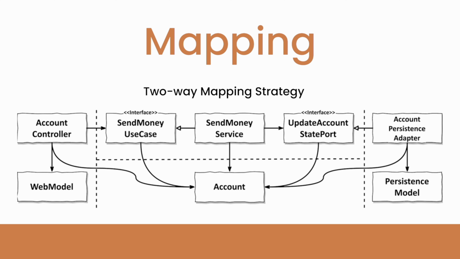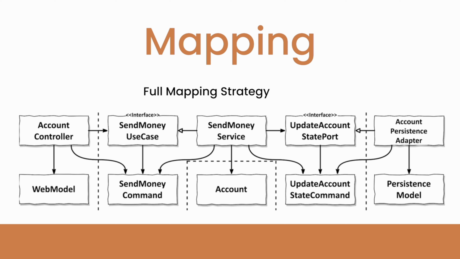Then there's a two-way mapping strategy where you map when you are going into your application core, and then again when you're going out of your application core. So you have a web model, a persistence model, and then your domain model.